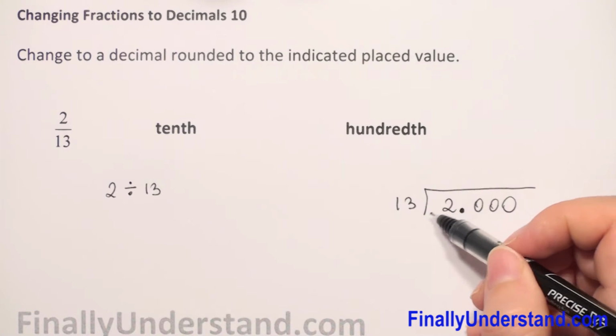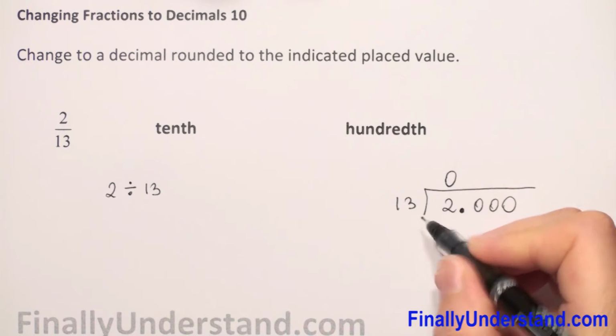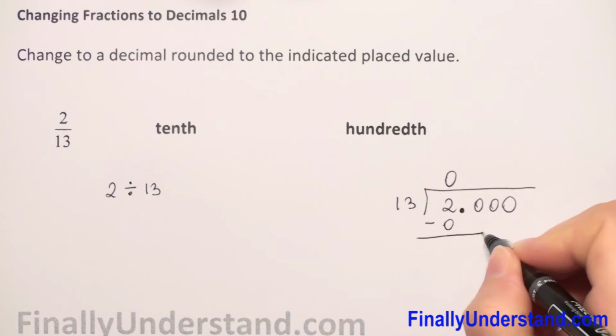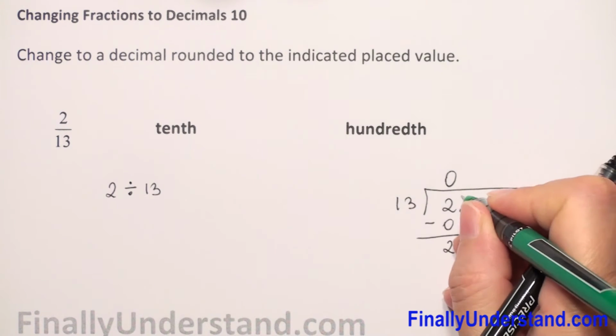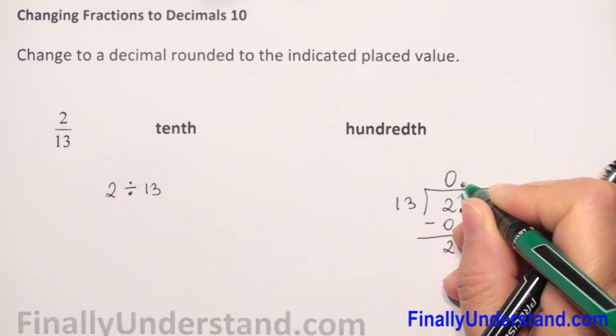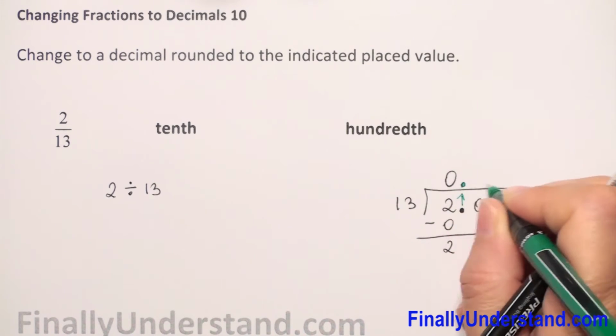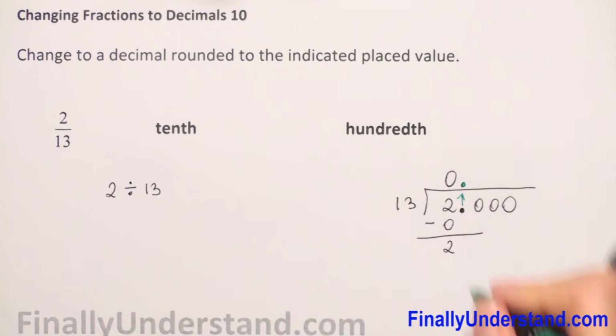How many times we can put 13 to 2? Of course, 0. 0 times 13 is 0. Subtraction. 2 minus 0 is 2. What next? We have to copy decimal point exactly in the same column on our tab where we put solution, and we take down next digit.